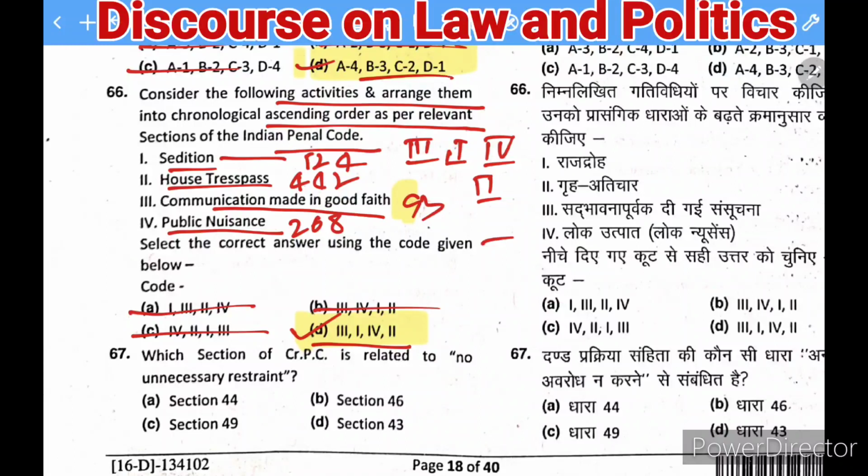Which section of CrPC is related to no unnecessary restraint? The options given here are section 44, section 46, 49, and 43. The right answer is section 49. It talks about no unnecessary restraint. Moving to the next question.